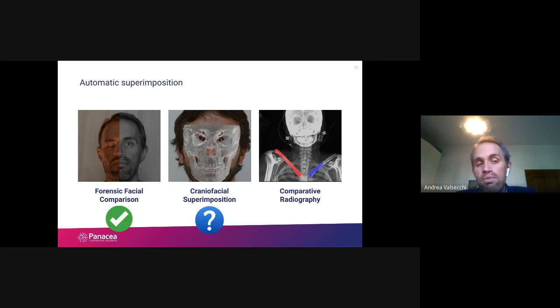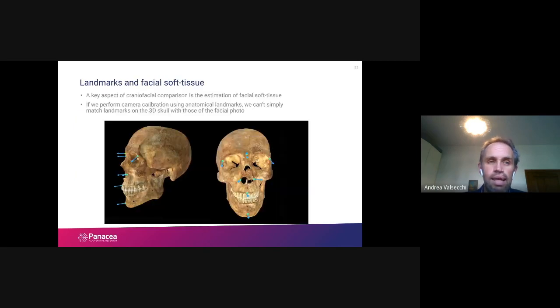But in case you want to apply this to craniofacial superimposition, there are a few extra tasks that you need to do. We already mentioned that the key aspect of craniofacial comparison is that you are comparing a skull and a face, which are different, and this is reflected in the landmarks. Skull landmarks are not the same as facial landmarks. The difference between them is, of course, the facial tissue.